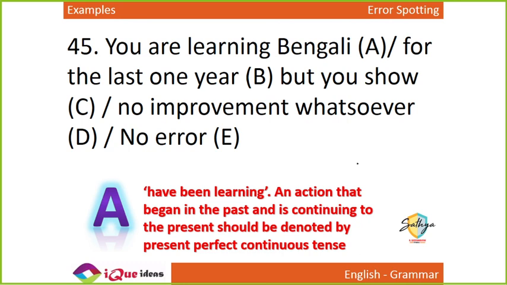See, the action of learning started in the past and even now you are doing it. So, have been learning. If you are doing something right now, but the starting point is not material, I am riding a horse. But when did I start? That is immaterial. So I say I am riding a horse. But if I started riding it in the morning, then I have been riding a horse since morning. So when the starting point is in the past and it is mentioned, you put have been.